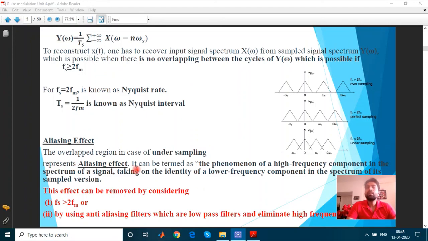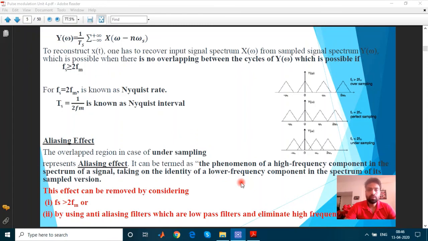Aliasing effect can be termed as the phenomenon of a high frequency component in the spectrum of the signal taking on the identity of a lower frequency component in the spectrum of the sampled version. The frequency components match, and that is the problem in retrieving. So we should avoid this and we should follow the Nyquist rate and Nyquist criteria for sampling.